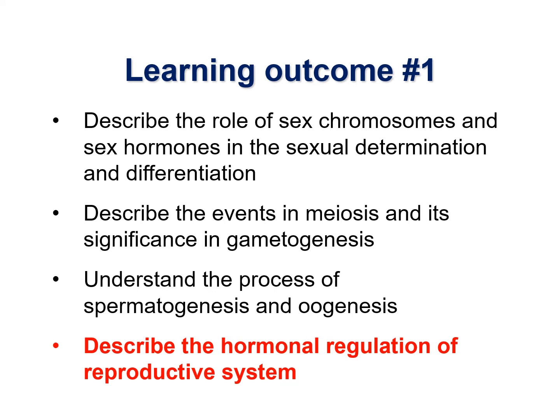For learning outcome one, we'll be looking at the role of the different chromosomes and hormones in the sexual determination and differentiation. Just briefly describe the events in meiosis and its significance in the process of making our sperm and eggs, which is gametogenesis. And then, of course, the process itself. And finally, to describe the hormonal regulation of the reproductive system.